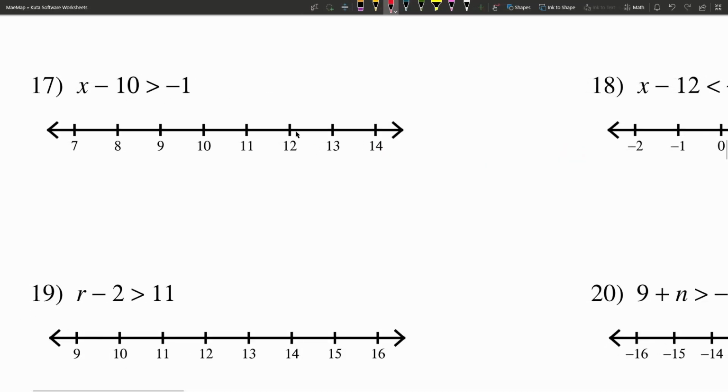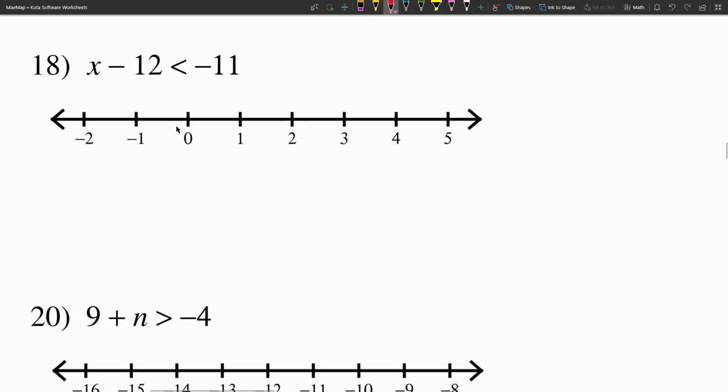For number 17, x minus 10 is greater than negative 1. We're going to add 10 to both sides in order to isolate that x. So x minus 10 plus 10 equals x, and that's going to be greater than negative 1 plus 10, which is a 9. You could think about this as 10 minus 1. That's going to be a 9. So we're going to locate 9, circle it, don't shade it in, but shade everything to the right, since x represents those values greater than 9.